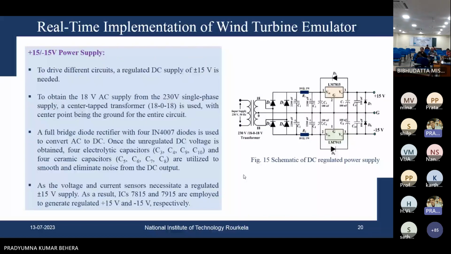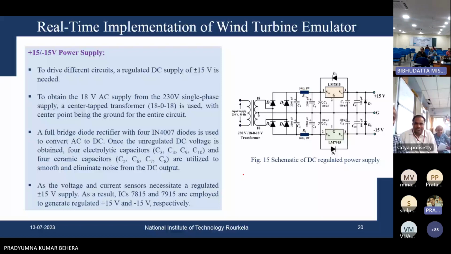Next is the design of a plus 15 minus 15 power supply. The schematic of the DC regulated power supply is shown in figure 15. I think all of you must be acquainted with this, so I will not go into detail. Here we are using a 7815 linear regulator and a 7915 linear regulator to generate the plus 15 volt supply as well as the minus 15 volt supply respectively.